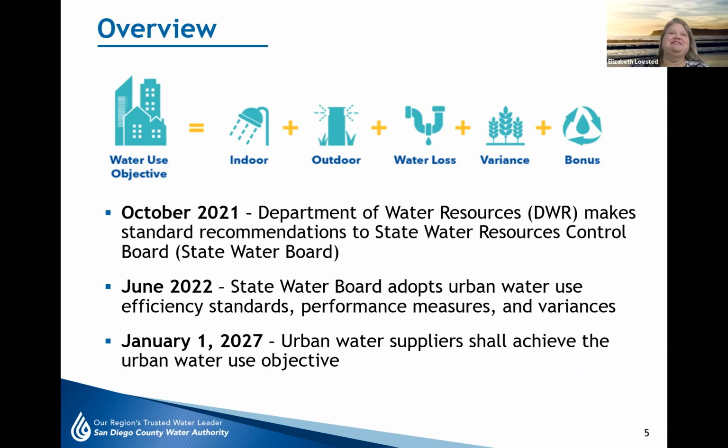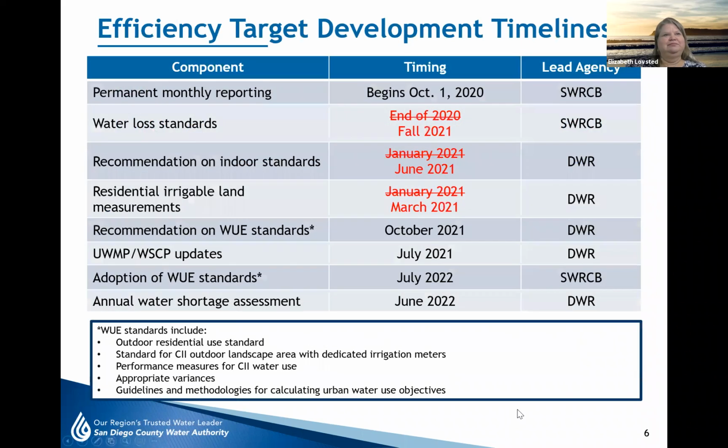Okay. Just some dates coming up. October 2021 is when DWR has to make its recommendations to the State Water Resources Control Board. June 22nd, 2022 is when the State Board will adopt those water use efficiency standards. And then January 1 of 2027 is when we have to demonstrate that we've achieved the water use objective. Next slide, please.